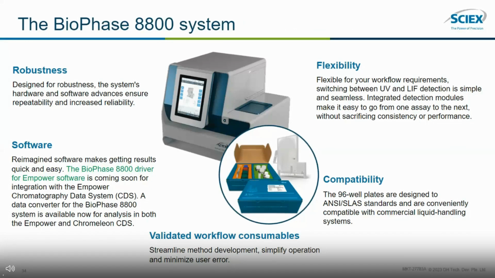In summary, the BioPhase 8800 system can support the analysis and characterization of various proteins and cell and gene therapy products with parallel analysis of 8 capillaries. We showed we can get great robustness that is flexible and can fit in many workflows and is compatible with different software systems. It also uses a 96-well plate that is designed to be convenient and compatible with commercial liquid handling systems, and currently supports validated workflows that streamline method development, onboarding, and operation.